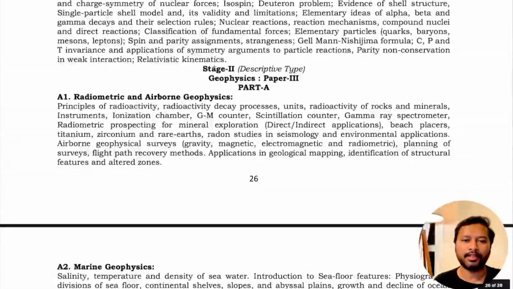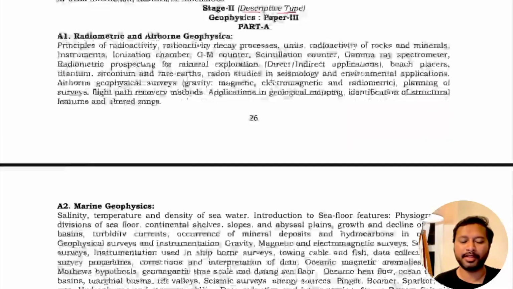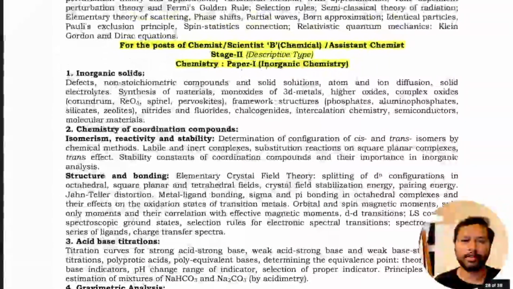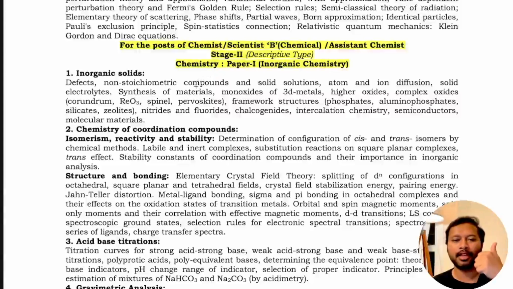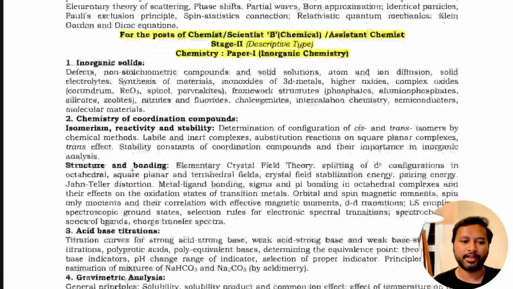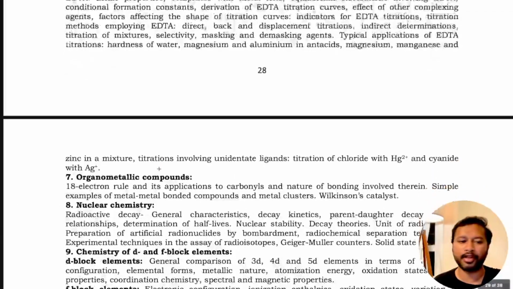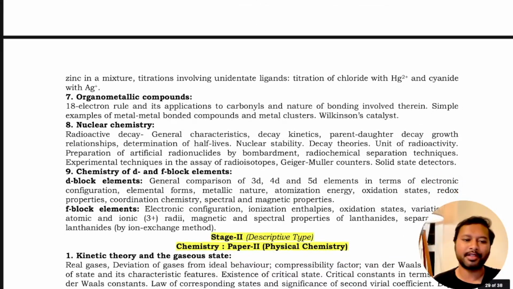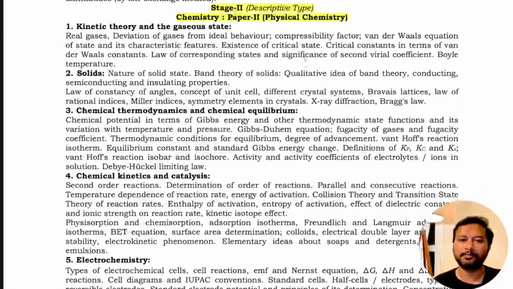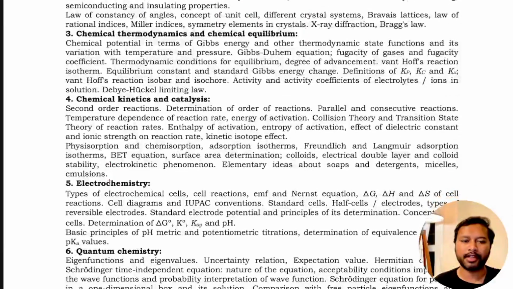Yeah, so next is stage 2, which is the descriptive exam, which is for the mains exam. This is for chemistry. So as I said, there will be 3 papers, paper 1, paper 2 and paper 3, of chemistry itself. Paper 1 is inorganic chemistry, you can read about that: inorganic solid, coordination compounds, acid base titration, gravimetric analysis, redox titration, complexometric titrations, organometallic nuclear chemistry, D and F block elements.